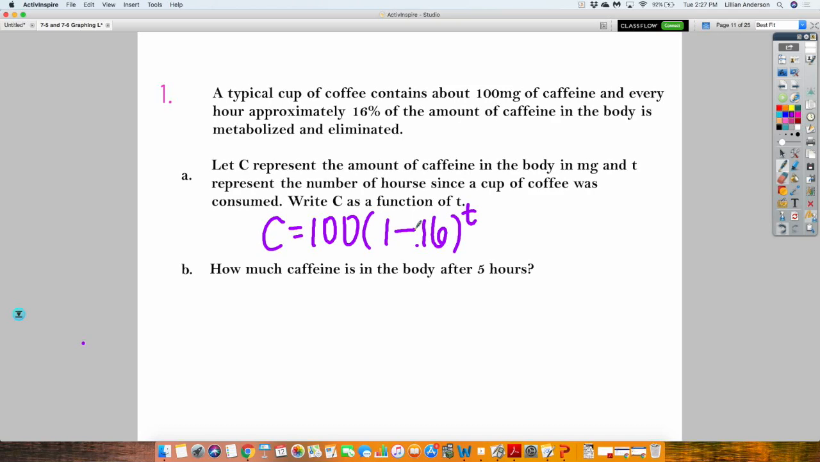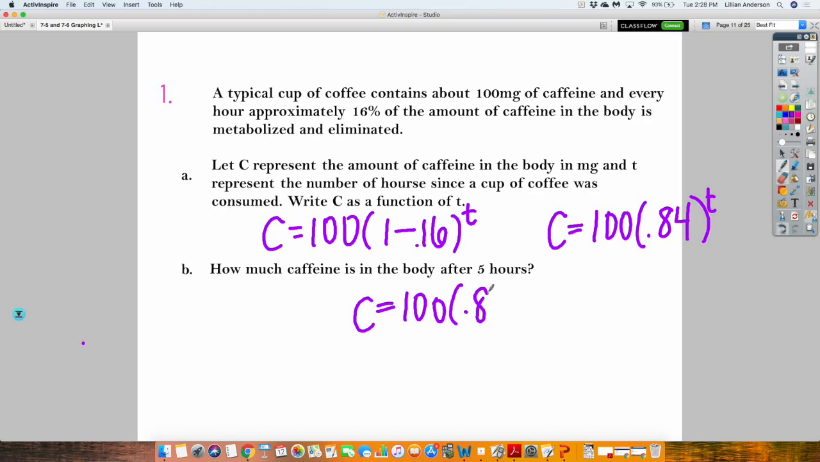Now, can we do 1 minus 0.16? What is that? 0.84 to the T. So our equation, our C as a function of T, is C equals 100(0.84) to the T. This is the equation that can help us figure out exactly how much caffeine is in the body after a certain number of hours. And it just so happens it asks us how much caffeine is in the body after 5 hours. I've got to plug in 5 for T. So this becomes C equals 100(0.84) to the 5th power. Okay?